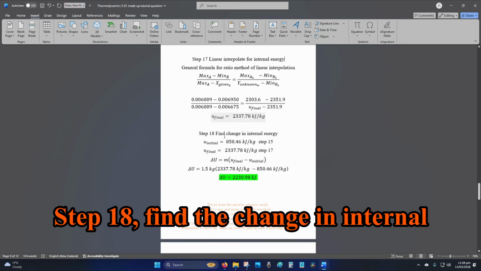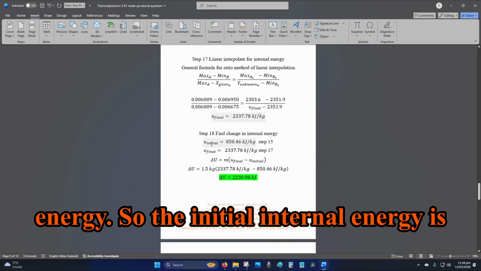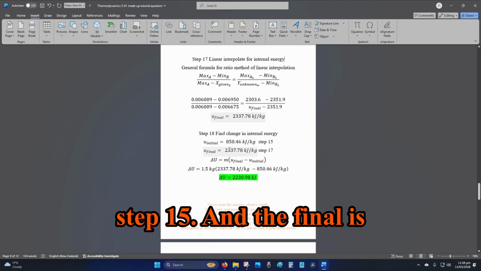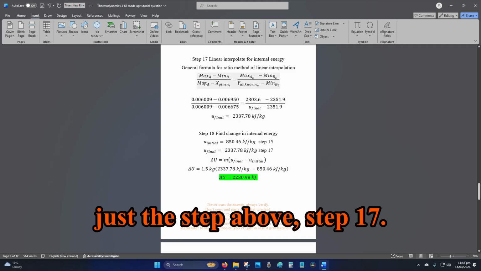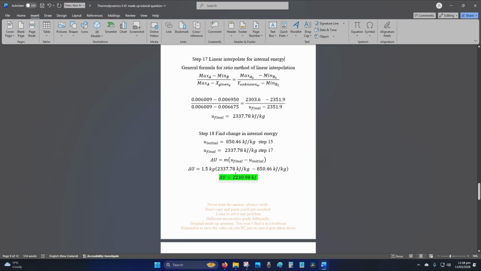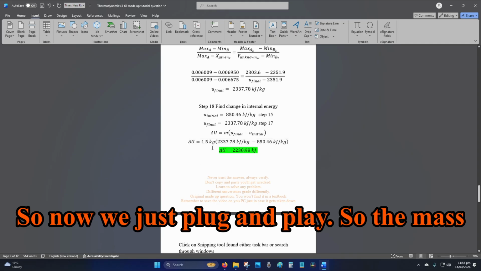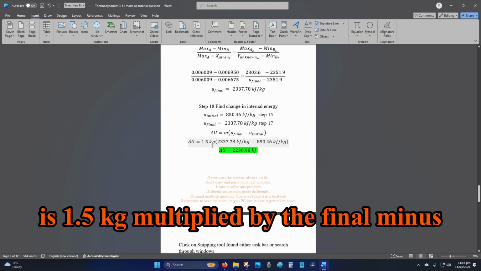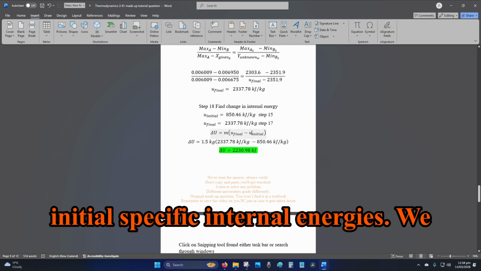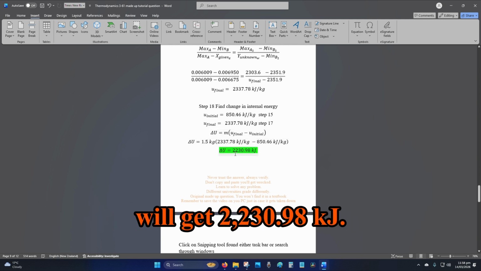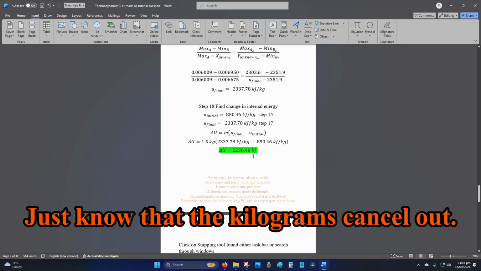Step 18, find the change in internal energy. The initial internal energy is step 15, and the final is the step above, step 17. Now we just plug and play. The mass is 1.5 kilograms multiplied by the final minus initial specific internal energies. We will get 2230.98 kilojoules. Just know that the kilograms cancel out.